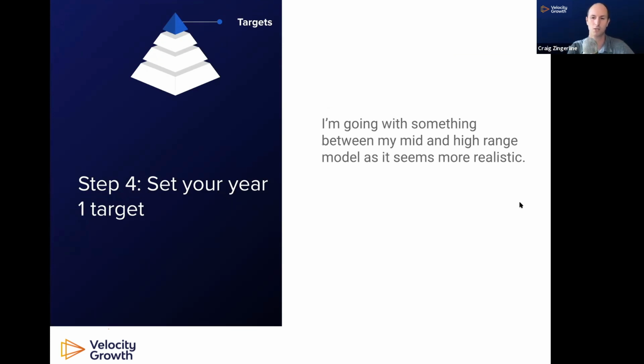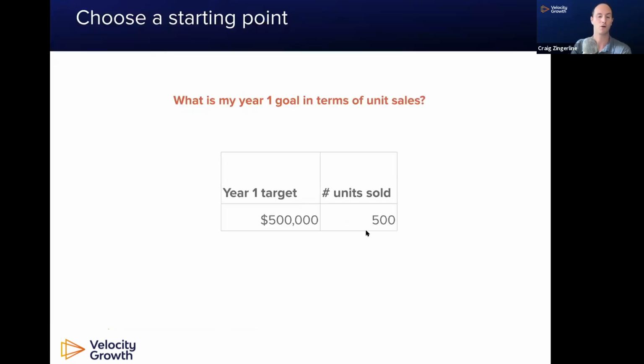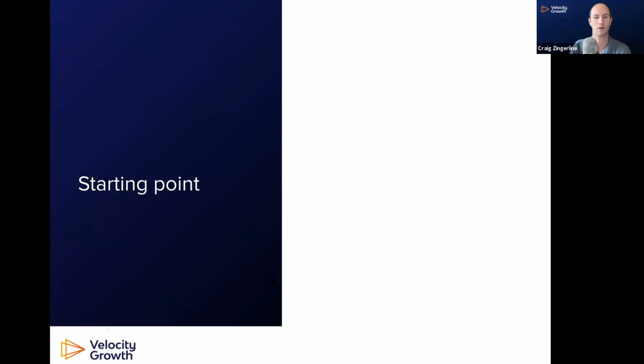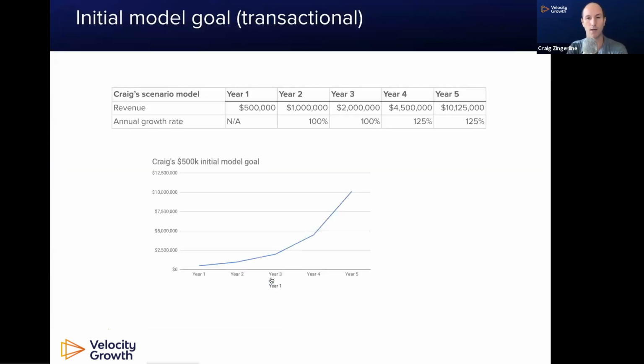And I'll answer questions afterwards. There's a lot of variance in these models, and I think it'll make more sense as we move through some of the growth model stuff. But if my target is 500K for year 1, I need to sell 500 units at $1,000 to do that. So now I start to quantify. Okay, how do I sell 500 units? Now it's going to get me thinking about my acquisition models, but it gives me a starting point.